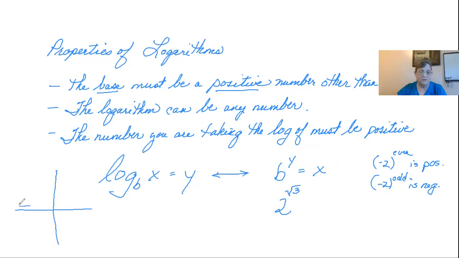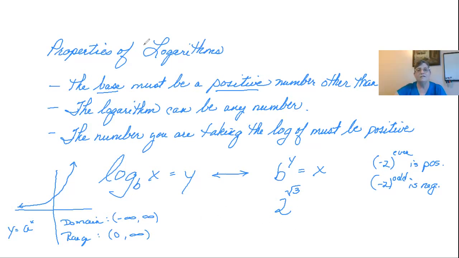If the exponent graph looks like this, where we've got y equals a to the x, your domain here is all real numbers. But your range would have to be numbers greater than 0, because you can't get any negative results here.